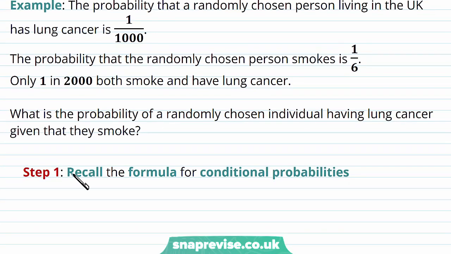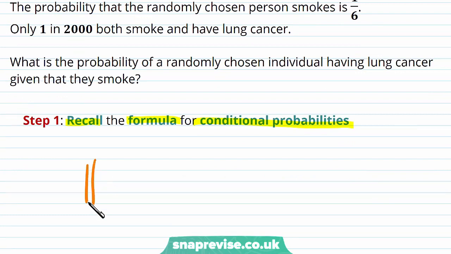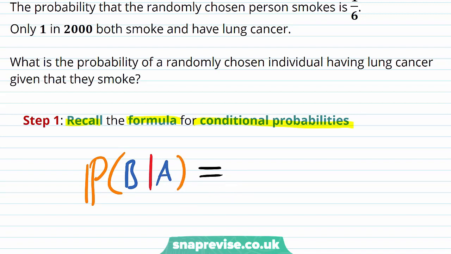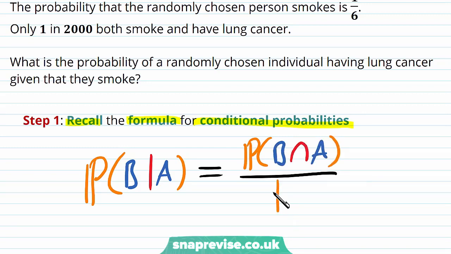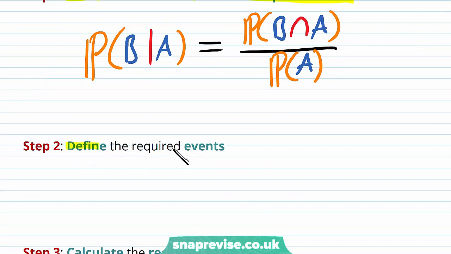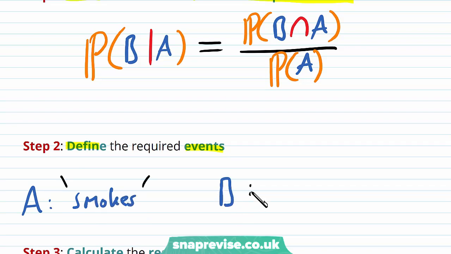Our first step is to recall the formula for conditional probabilities. The probability of event B given event A is equal to, by the formula, the probability of B intersected with A divided by the probability of A. Our second step is to define the required events. Let's let event A be the event that the person smokes. And the event B, let's let this be the event that the person has lung cancer.